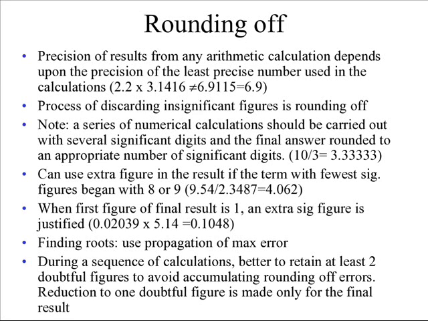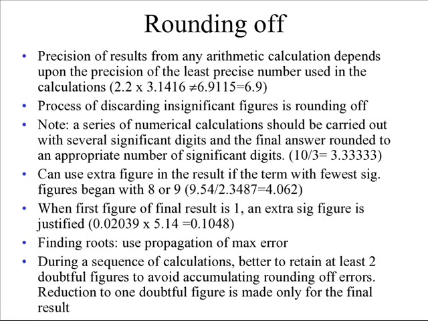And note that a series of numerical calculations should be carried out with several significant digits, and the final answer should be rounded to an appropriate number of significant digits. For example, 10 divided by 3 can be 3.3333, but you need to definitely round that down eventually.